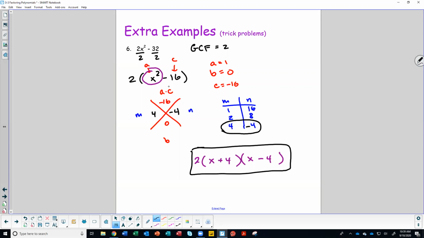That's called a difference of squares. Whenever you have a 0 for your B, it's basically like the square root technique. You take the square root of x squared, which is x. You take the square root of 16, 4 and 4. That's how a lot of Algebra 2 teachers teach that when you have a difference of squares. But the X method does always work for you.